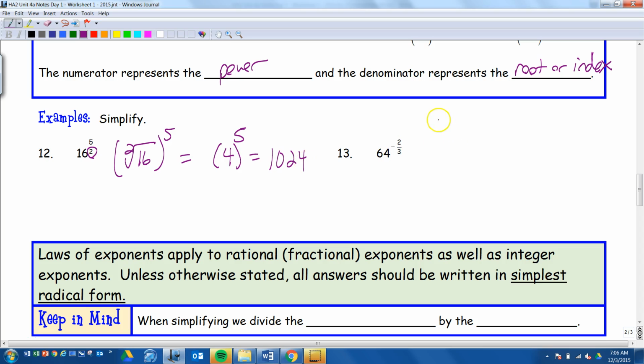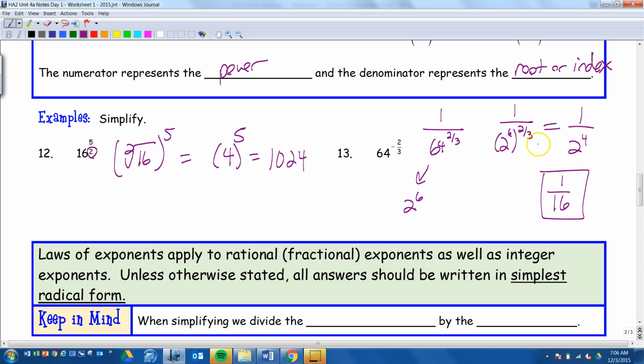So this one here is a negative exponent, so first thing I'm going to do is bring this down, and I'm going to say that I have 64 to the 2/3. Now we have to turn 64 into something. 64 is 2 to the 6th. So we can rewrite this as 1 over 2 to the 6th to the 2/3. If you multiply this, you get 1 over, these powers go away, and you get 2 to the 4th, which is 1 over 16.